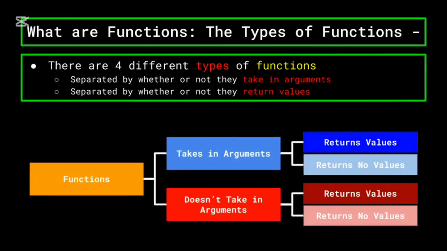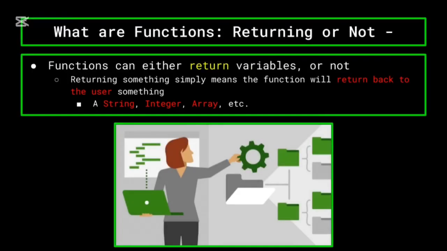Okay, now that we've separated functions into those that take arguments and those that do not, let's again split these up into those that return values and those that do not. Now the thing you have to understand is that when you're making your own functions, which is something that we'll be covering very soon, you have to choose what your function will return, if anything at all.